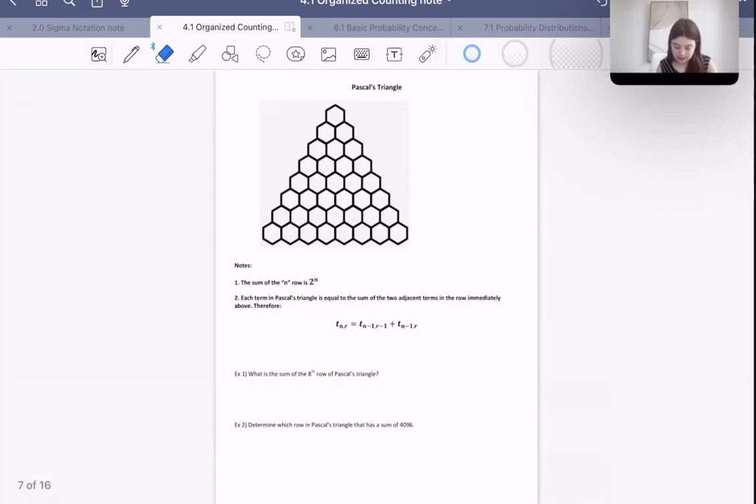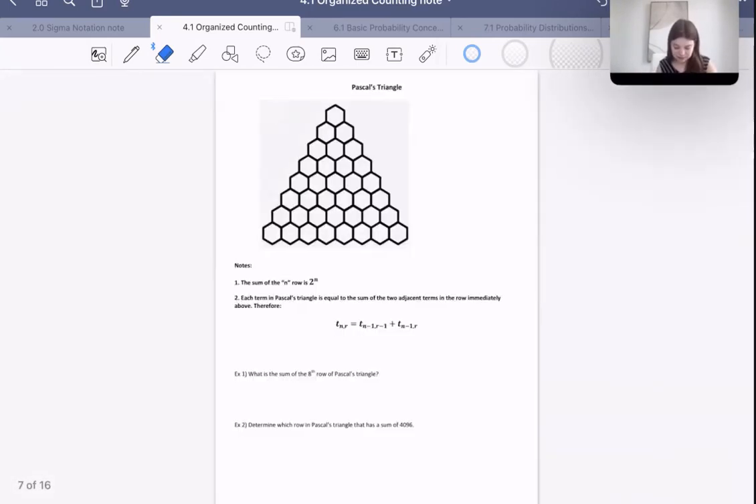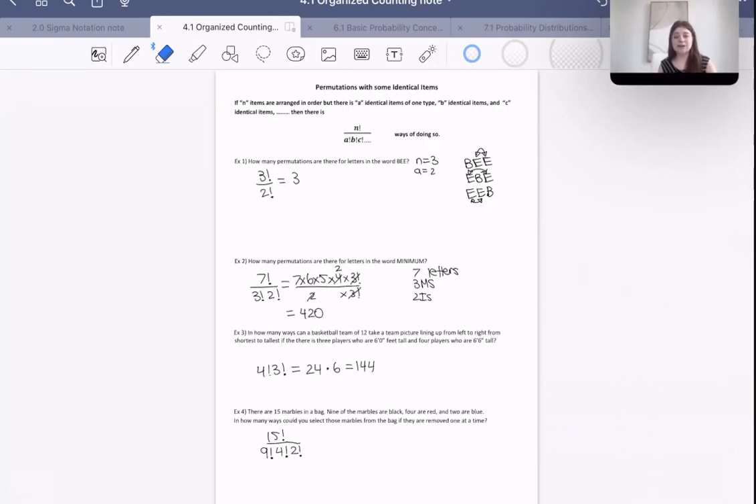Next time we'll talk about Pascal's triangle, which is actually going to be interesting. It's a bit different from permutations, but it's also an interesting topic that I hope everyone enjoys.